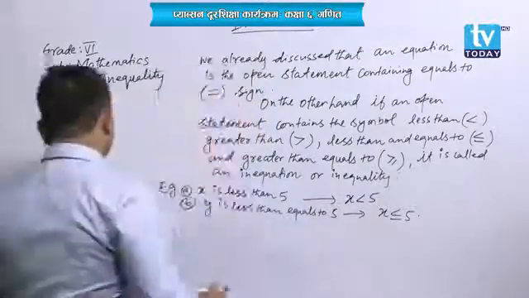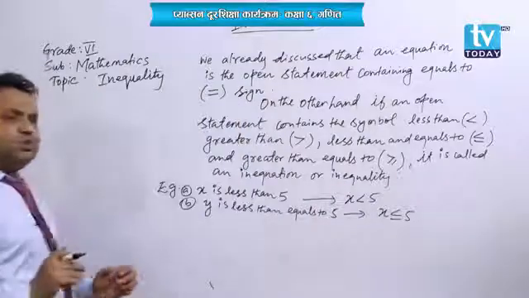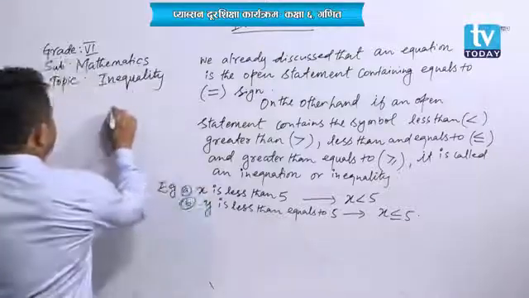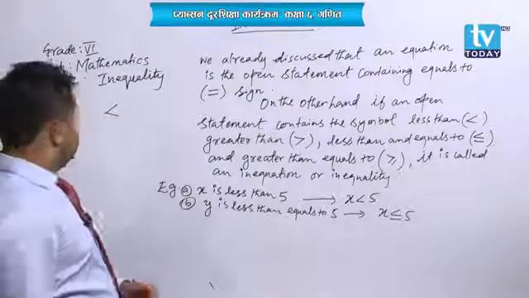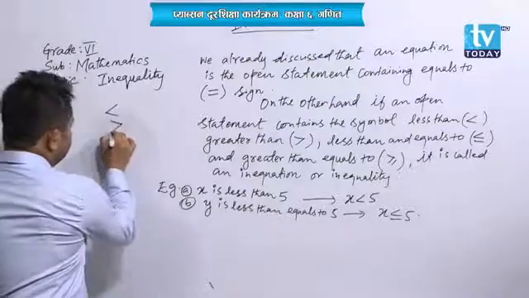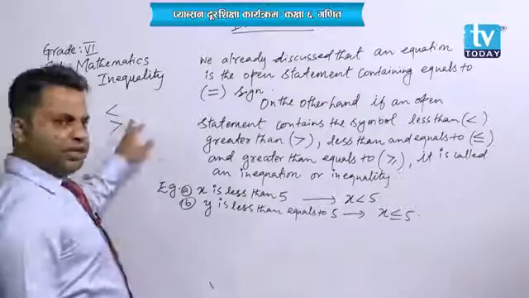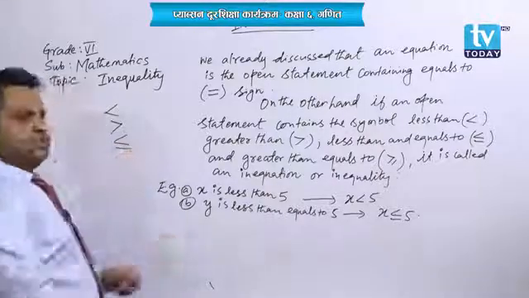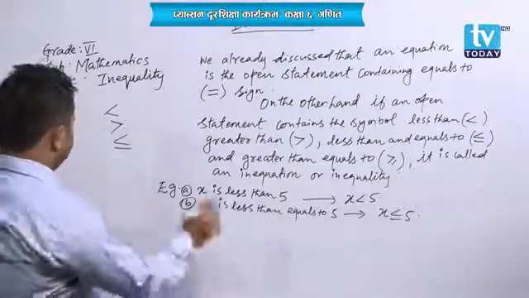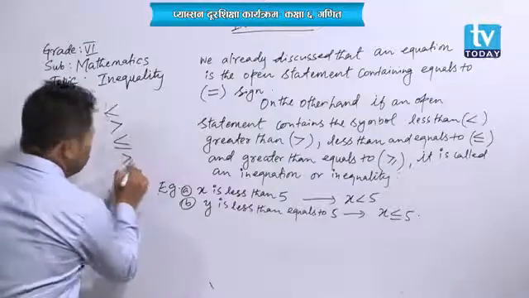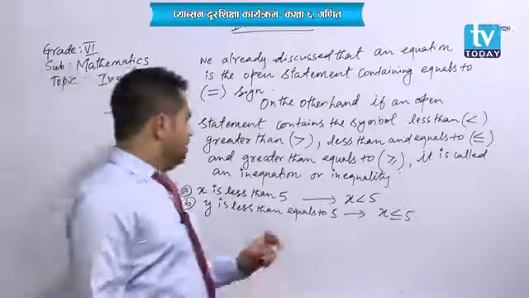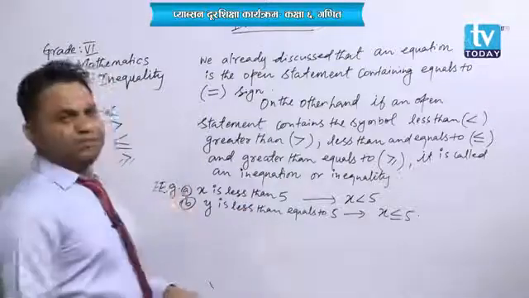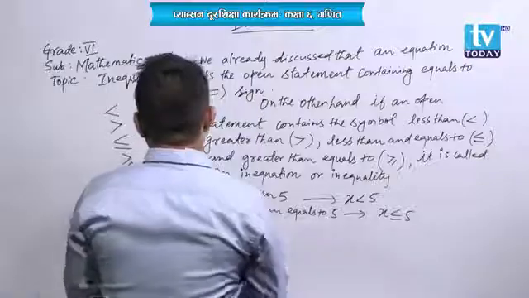Is that clear? In inequation, generally we use 4 symbols. This is less than, and this is greater than. And this symbol is less than or equal to. And this symbol is greater than or equal to. Now we have to deal with these 4 symbols in inequality. Let me write some examples.